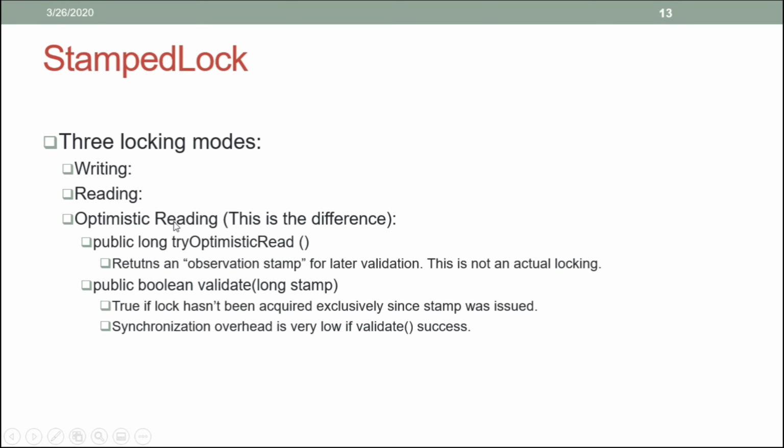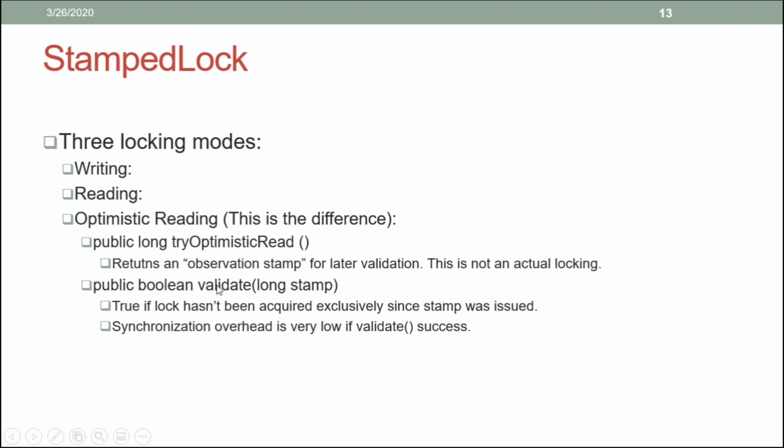The other mode is optimistic reading, and this is the difference between StampedLock and other lock classes. There are two methods in optimistic reading: tryOptimisticRead and validate. The method tryOptimisticRead is a public method which returns long, and the validate method is a public method which returns boolean. One thing you should remember, the tryOptimisticRead method never gets a lock for a thread. When we call tryOptimisticRead, the method will return a validation stamp, and this stamp should be validated later by using the validate method.